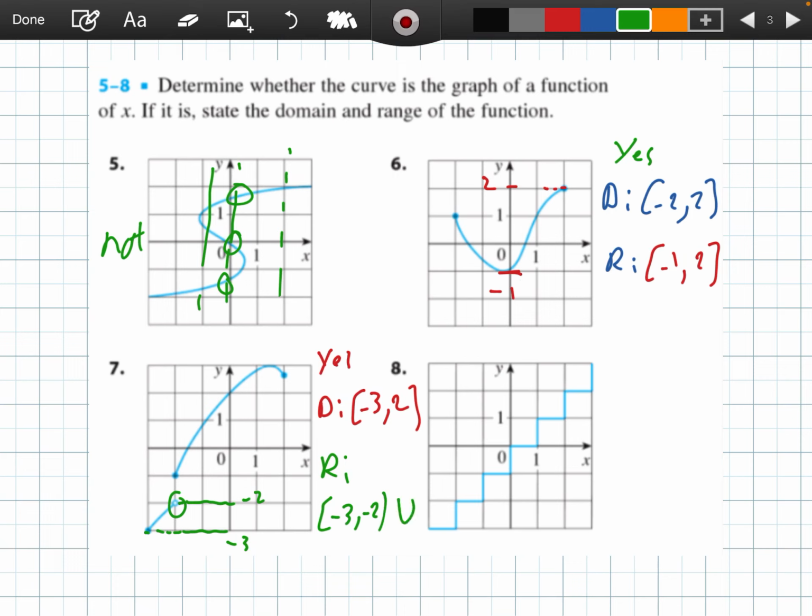And the second one, the second part starts from here, -1. So it's a closed interval at -1. And the highest is here, which is 3, also a closed interval. The last one, since I can find a vertical line that cuts in more than one place, it's not a function.